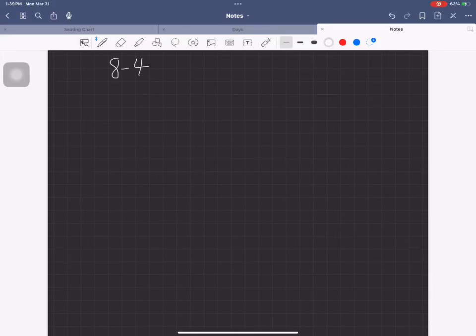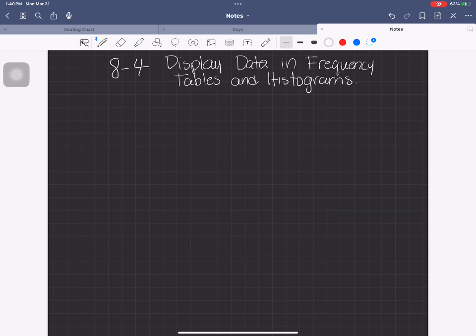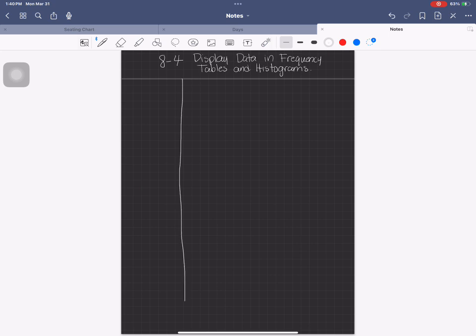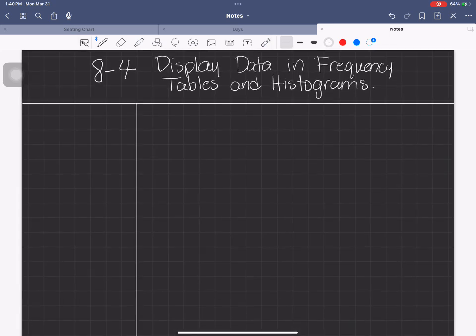Good morning. So we're getting started with a brand new lesson on tables and histograms. So we're going to title this 8-4, Display Data in Frequency Tables and Histograms. So we're taking data and we're displaying it on these different visuals. So set up your page. If you need time, take a pause because we're going to get started on our definitions.